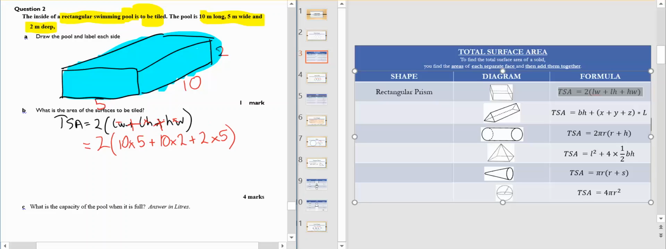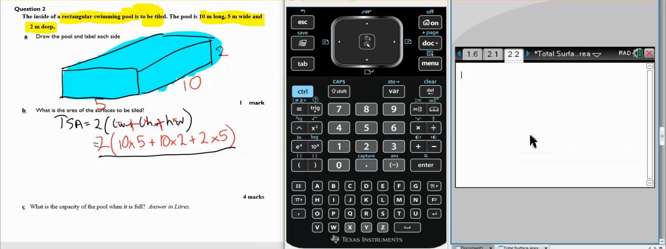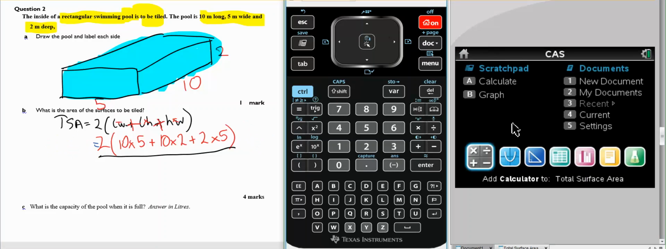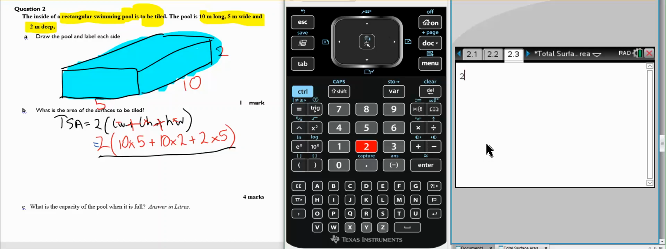From here, we can either put all of this into our calculator, or we could use solve for x equals, and have an x at the bottom, but we don't necessarily need to have solve there. So I might just keep it out. If we go to our calculator, we need to be on a calculator page. Let's type in 10 times 5 plus 10 times 2 plus 2 times 5, and bracket, hit equals.